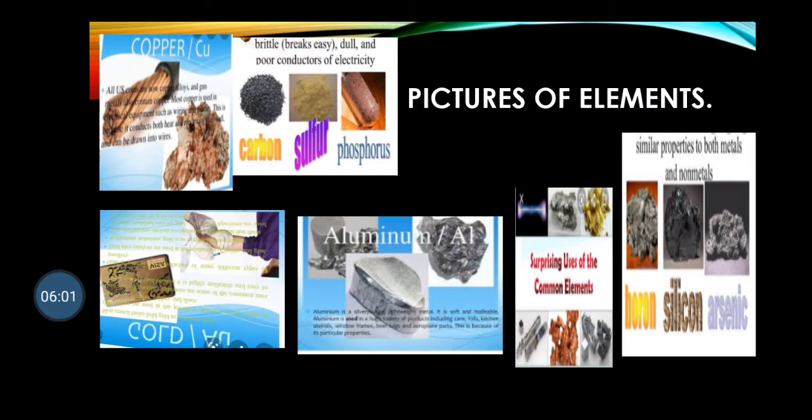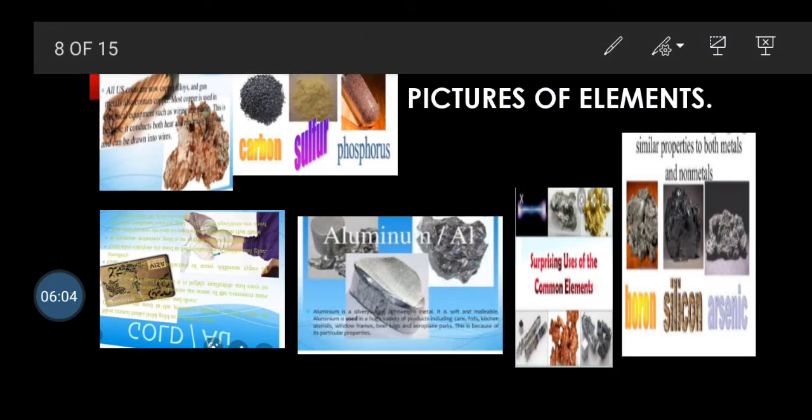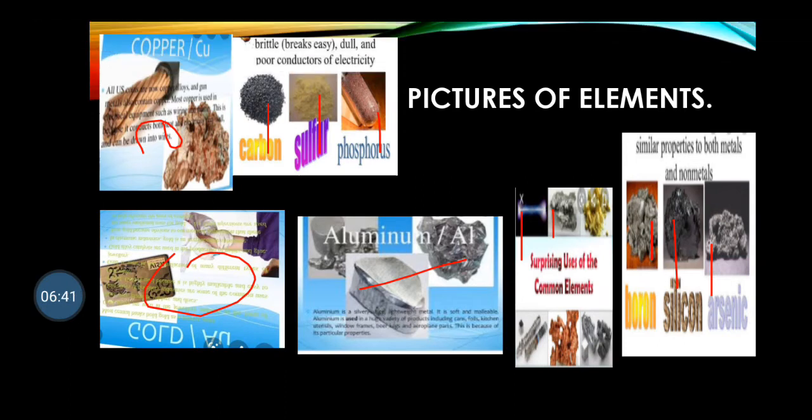So this is a picture of different elements. You can see copper. You have carbon in its characteristic color. You have sulfur, phosphorus, gold, and aluminum. All these elements are found in the earth's crust. You have iodine, silver, boron, silicon, and arsenic. These are different elements, and we are trying to see them in pictures to see how they relate to our everyday life.